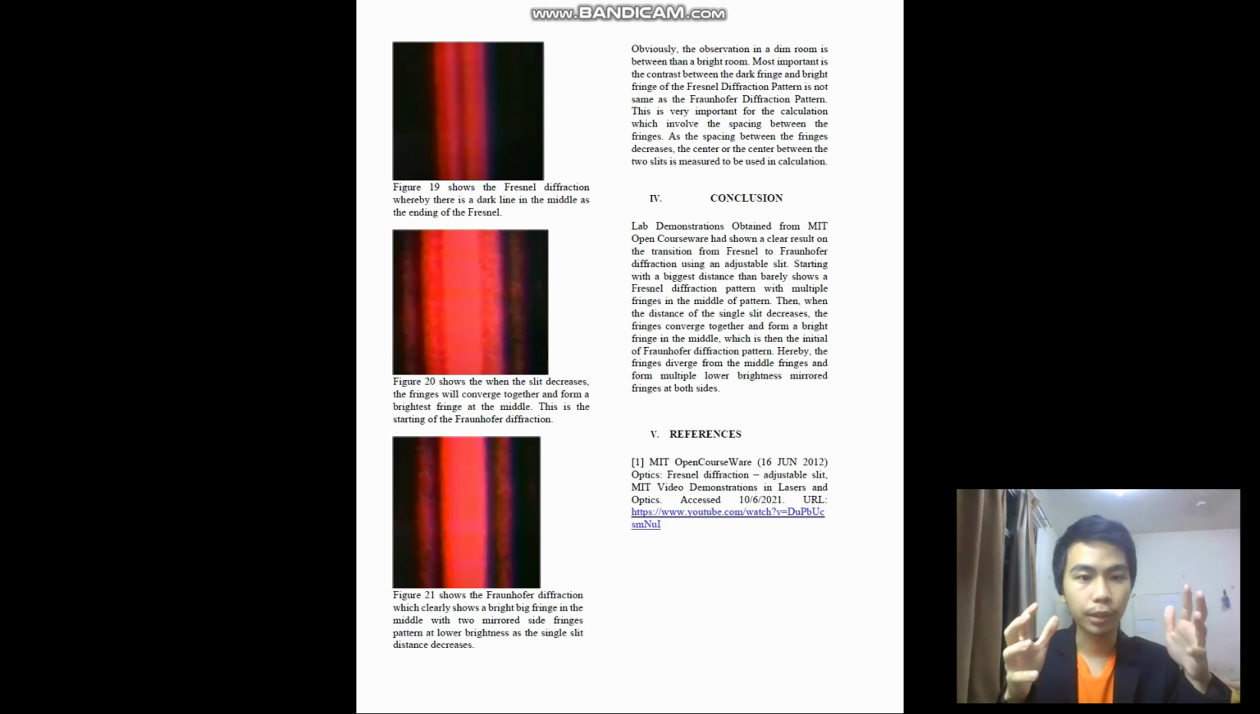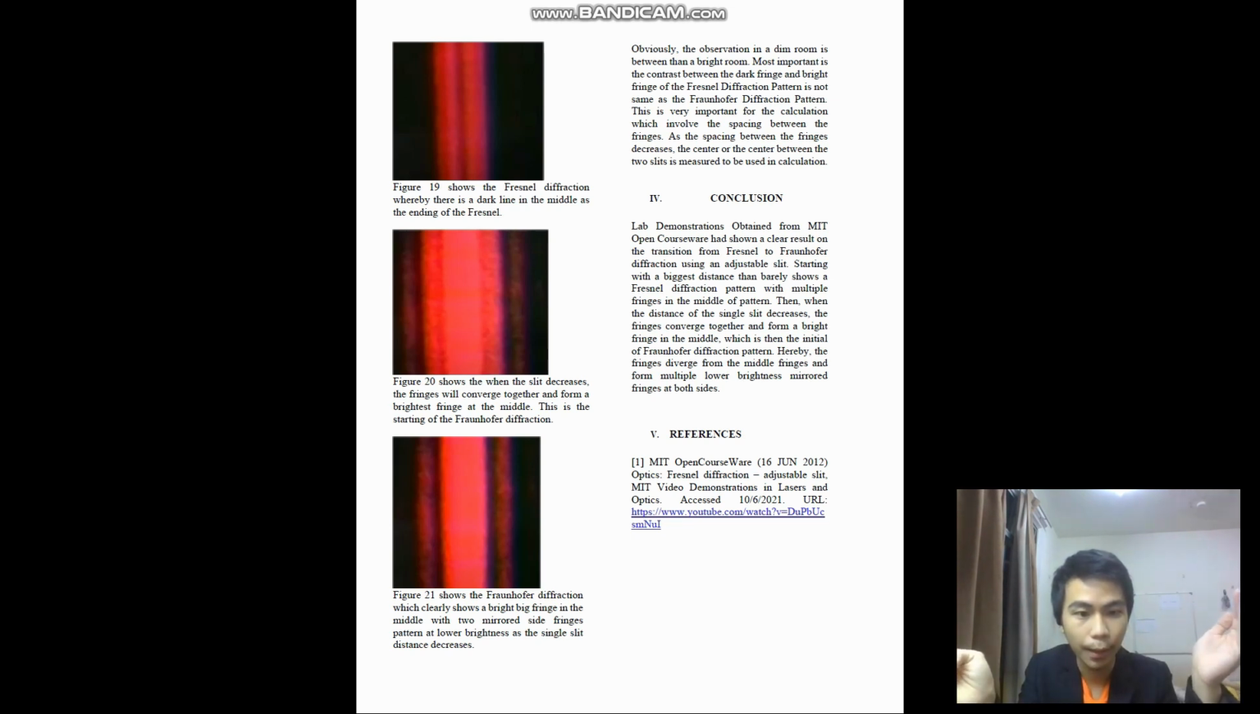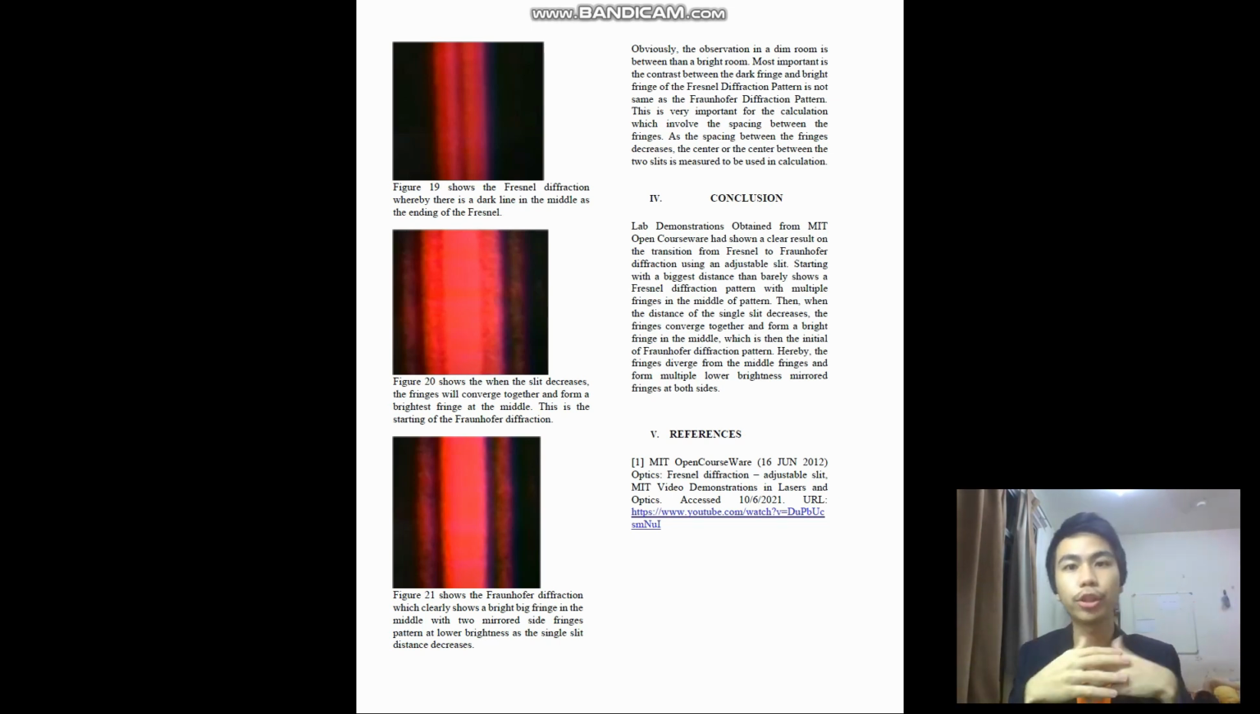Then figure 20 shows the start of the Fraunhofer diffraction, whereby as the slit keeps decreasing, the fringes converge together and form a brighter fringe in the middle. Figure 21 shows a big bright fringe in the middle, with the mirrored side fringes increasing at the sides with lower brightness. Obviously the observation in a dim room is better than in a bright room, and most importantly we need to observe the contrast between the dark and bright fringes of the Fresnel diffraction pattern and also the Fraunhofer pattern. This is very important for calculating the spacing between the fringes, and the center between the two slits is also measured and used in the calculations.